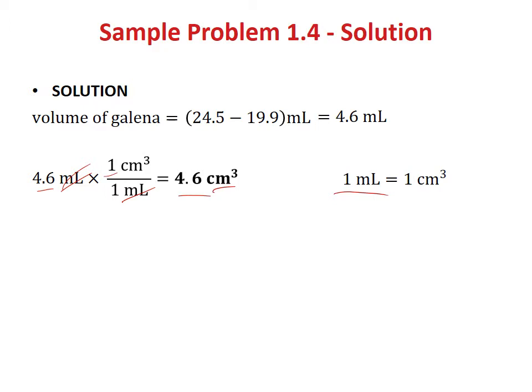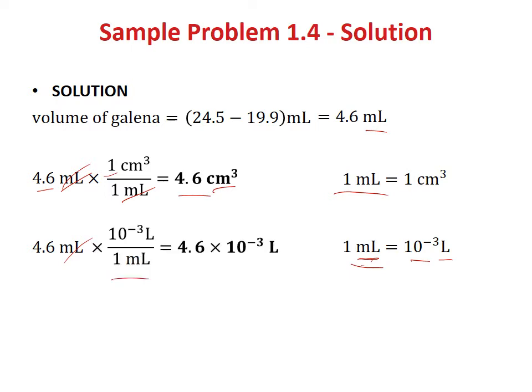Next we want to convert milliliter to liter, and the relation is 1 milliliter equals 10 to the minus 3 liter. Remember liter is much greater, so milliliter is small, it's only 0.001 liter. We start with 4.6 milliliter. We want to cancel milliliter, so we put milliliter as the denominator. So 1 milliliter equals 10 to the minus 3 liter. Milliliter cancels, giving you liter, and 4.6 needs to be times 10 to the minus 3 liter.